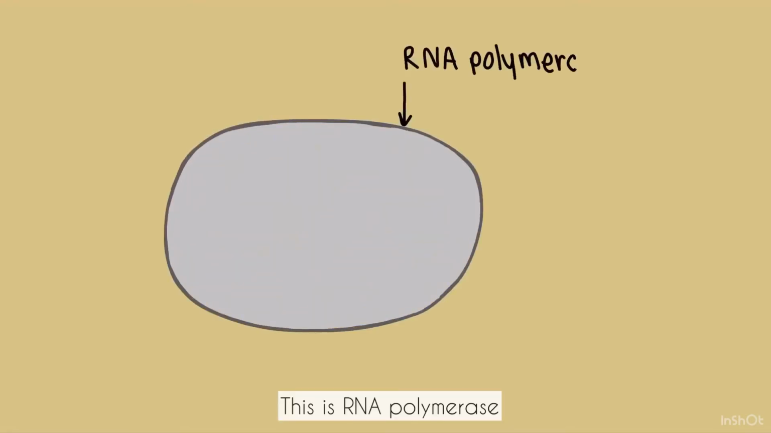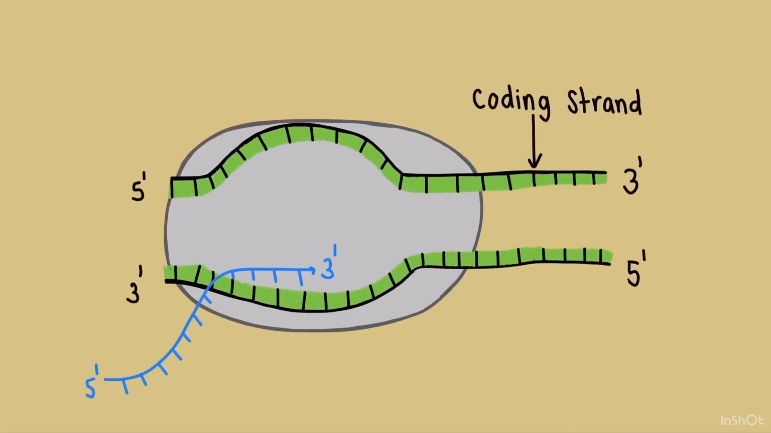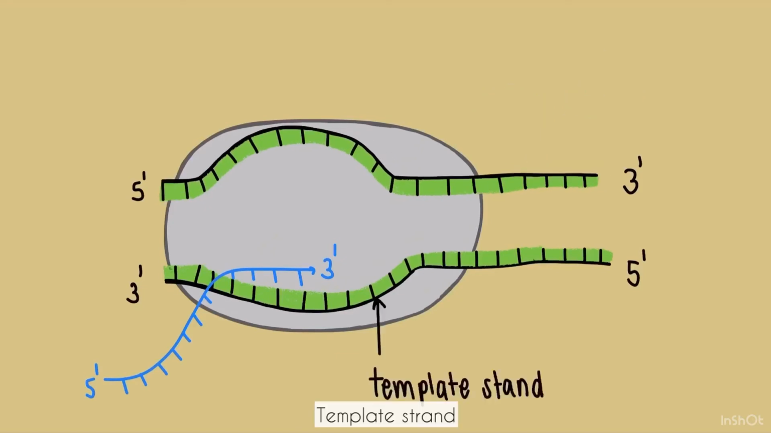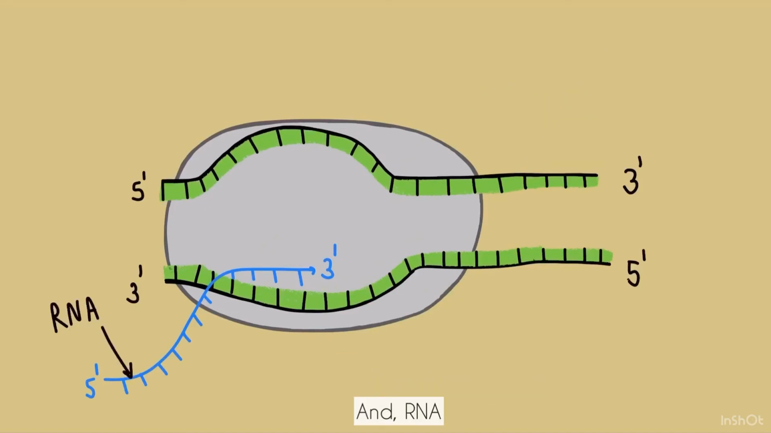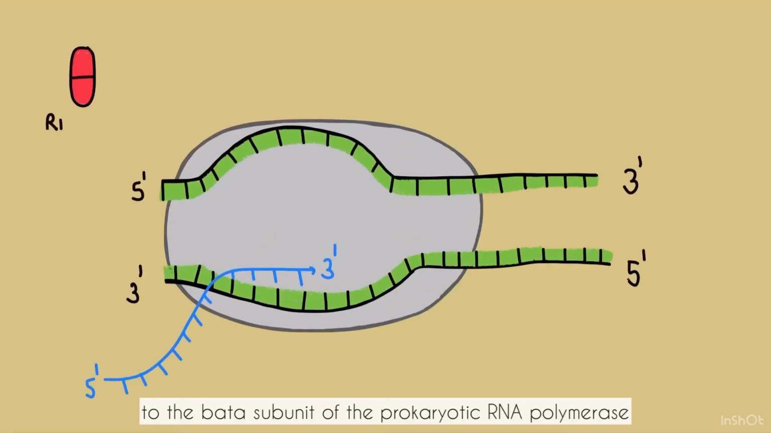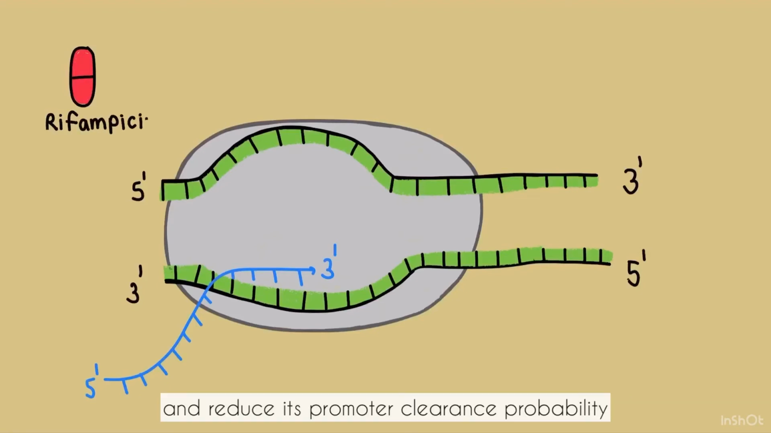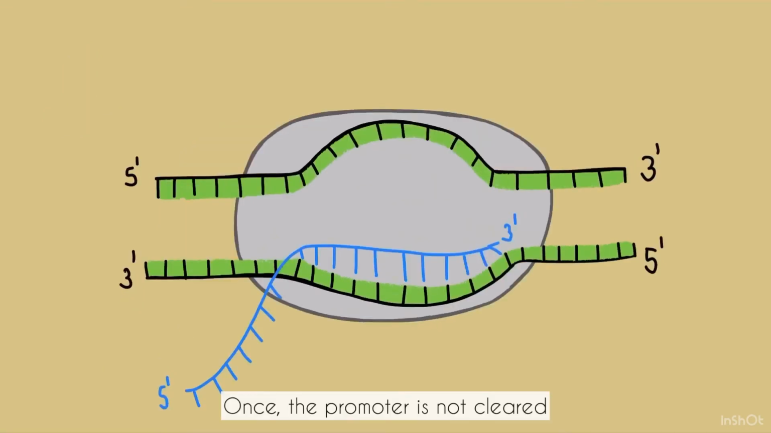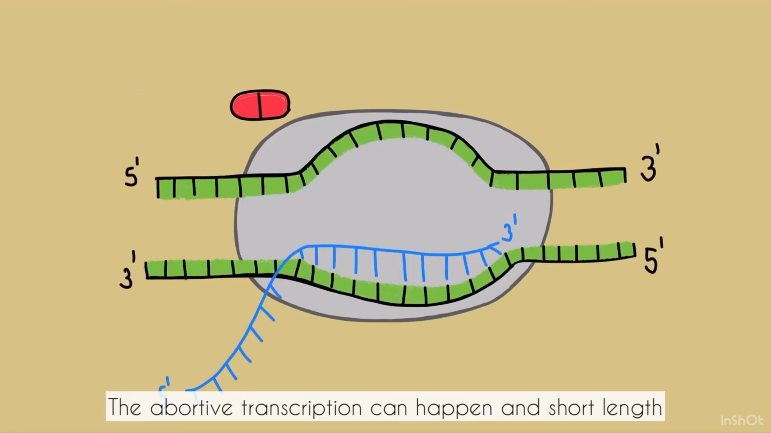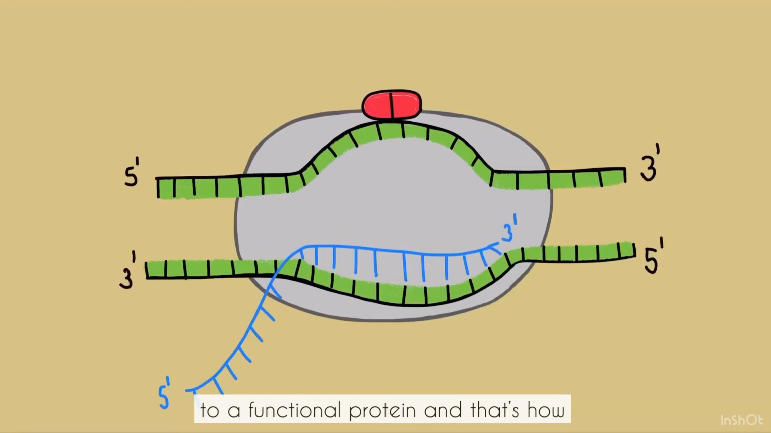This is RNA polymerase: coding strand, template strand, and RNA. For the mechanism, rifampicin binds to the beta subunit of the prokaryotic RNA polymerase, and it holds the RNA polymerase and reduces its promoter clearance probability. Once the promoter is not cleared, abortive transcription can happen and short lengths of mRNA are generated, which would not give rise to a functional protein, and that's how the bacteria die.